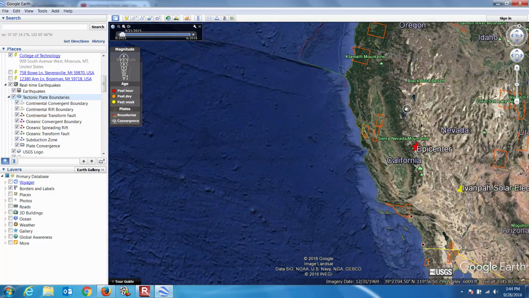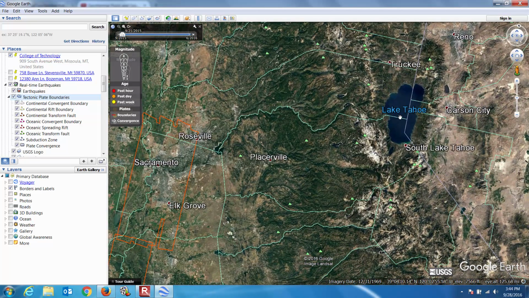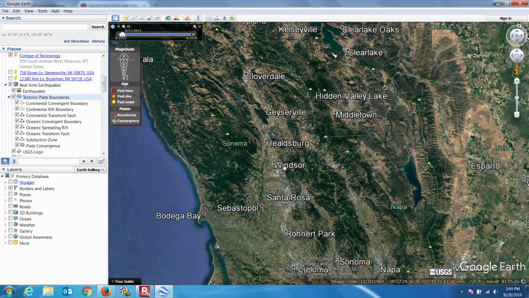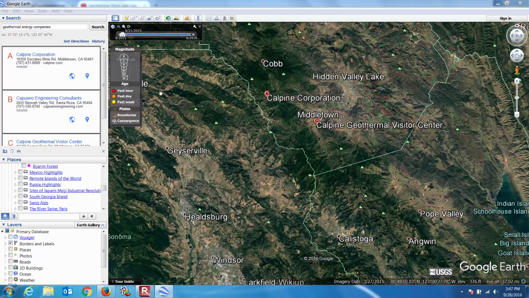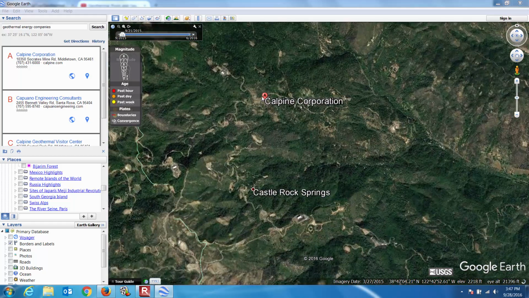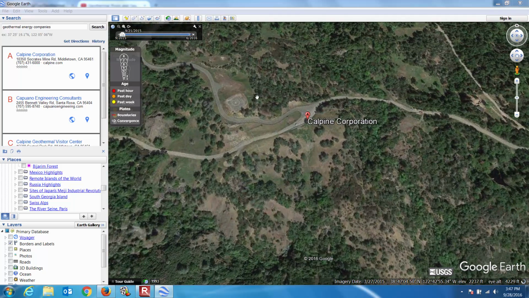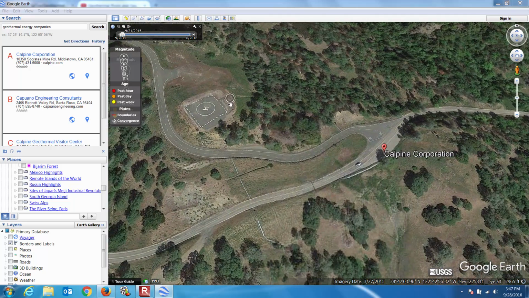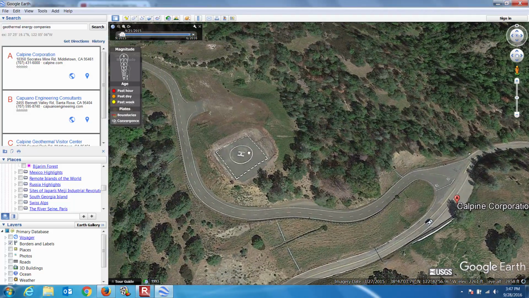So if you kind of use Lake Tahoe here as a reference, this is where they have some of these geothermal plants. So you put in geothermal energy companies in the search, and Calpine Corporation comes up here. Here's Calpine right here. Let's take a look at it. Let's see if we can see the plant. See that it's spread out all over the place. Very little impact. That's a helicopter pad right there. Calpine Corporation.